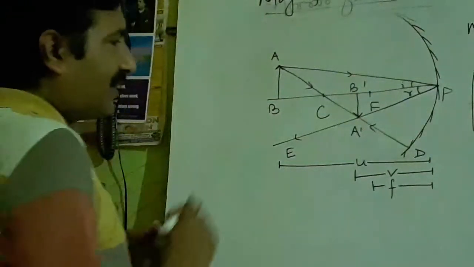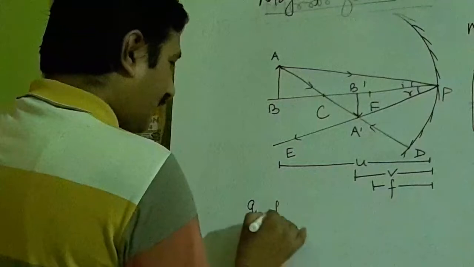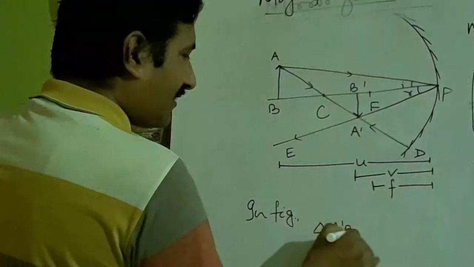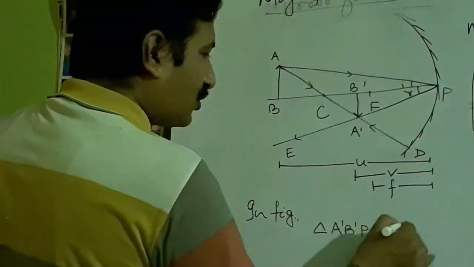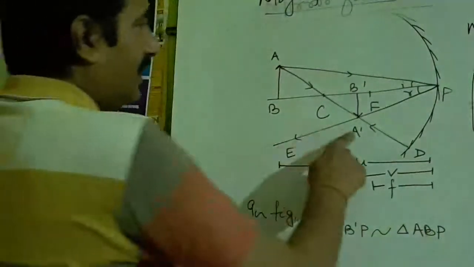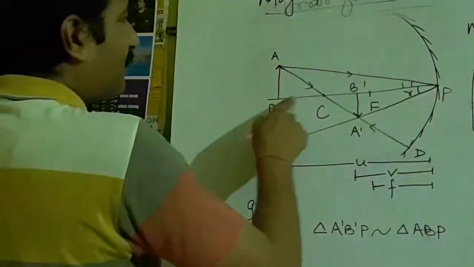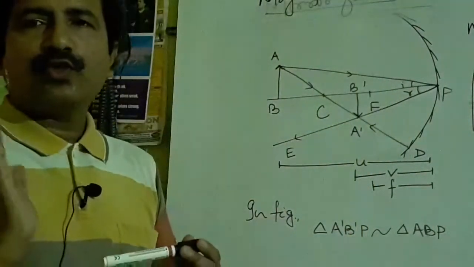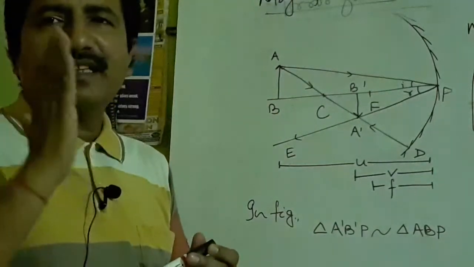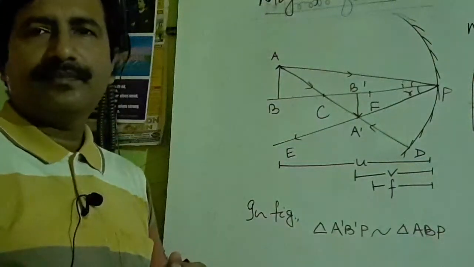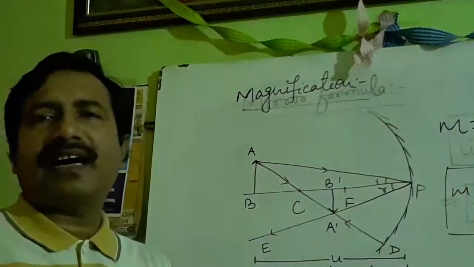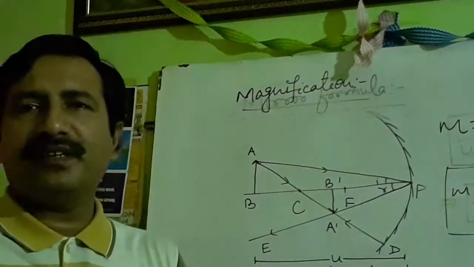What can you write? In the figure, you see triangle A'B'P is similar to triangle ABP. See how? The condition of similarity is that if all the three angles of a triangle are equal to the corresponding three angles of the other triangle, then the two triangles are said to be similar.